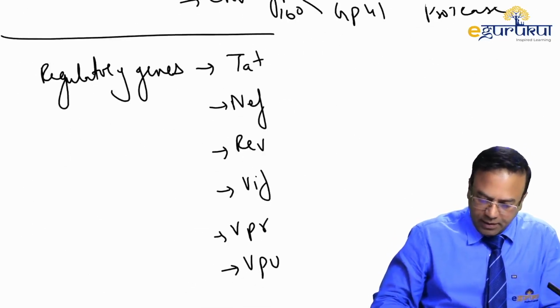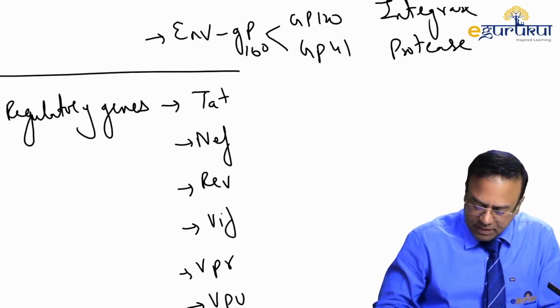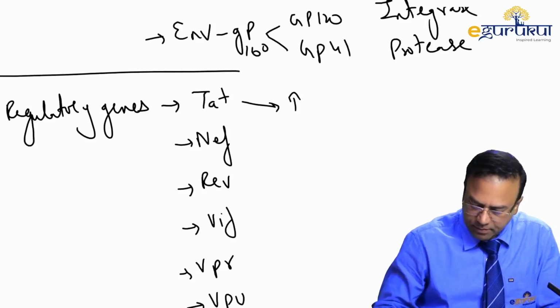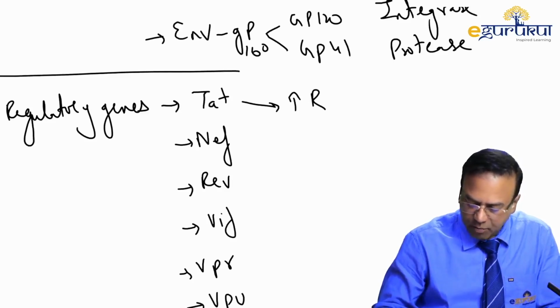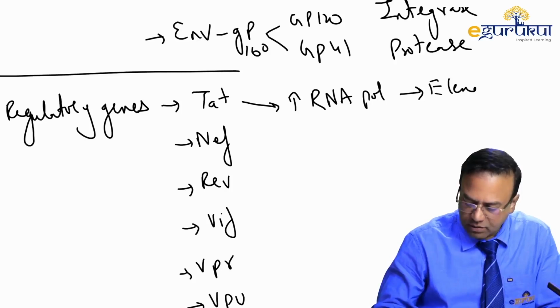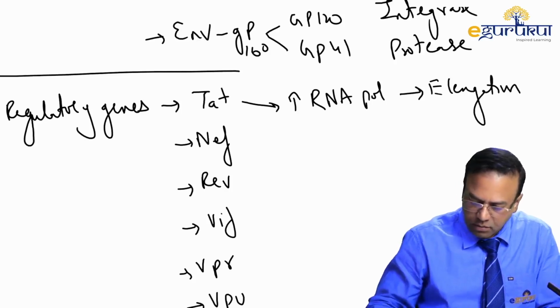If you look at the regulatory genes, the TAT basically helps in elongation. It increases the activity of the RNA polymerase, whereby it causes elongation of the viral genome.